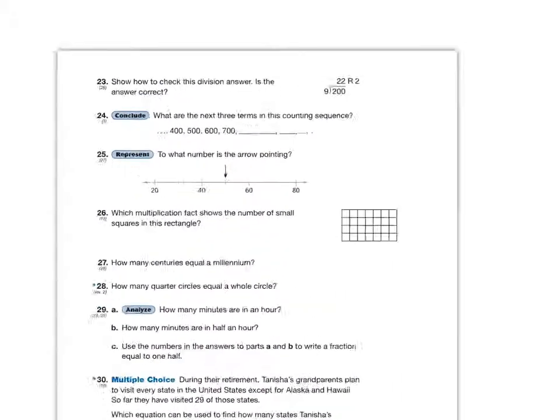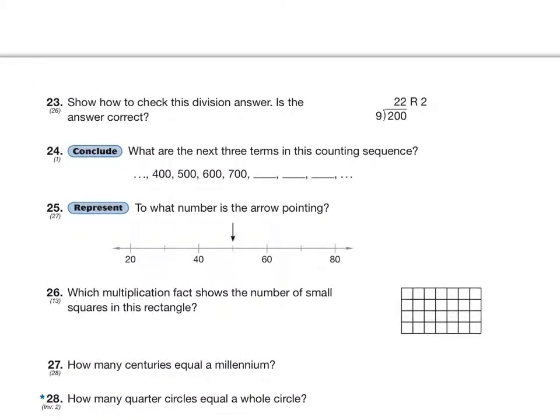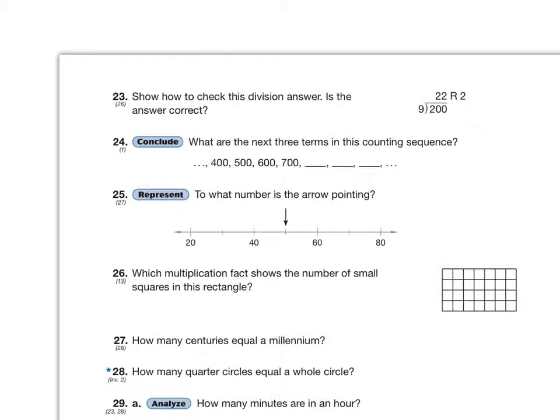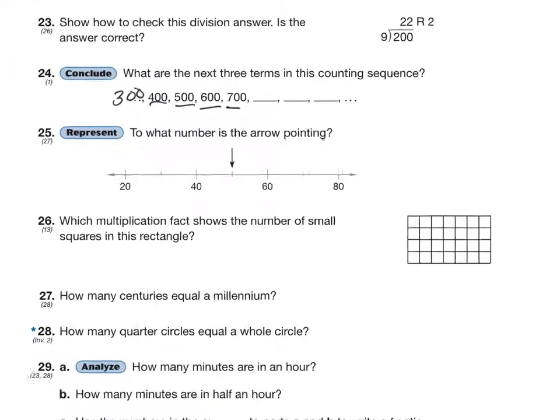All right. 24. What are the next 3 terms in this counting sequence? Look at that. It's going 400, 500, 600, 700. The one before would be 300.